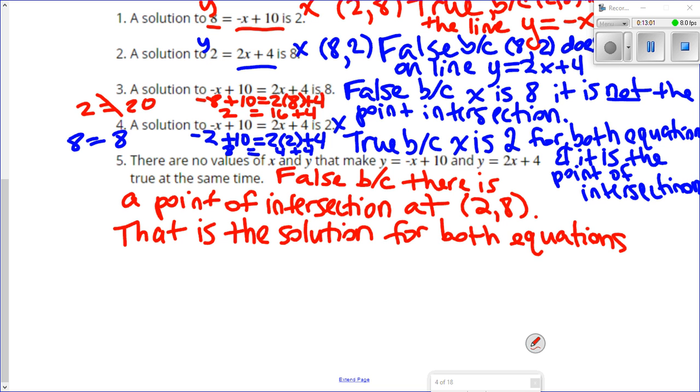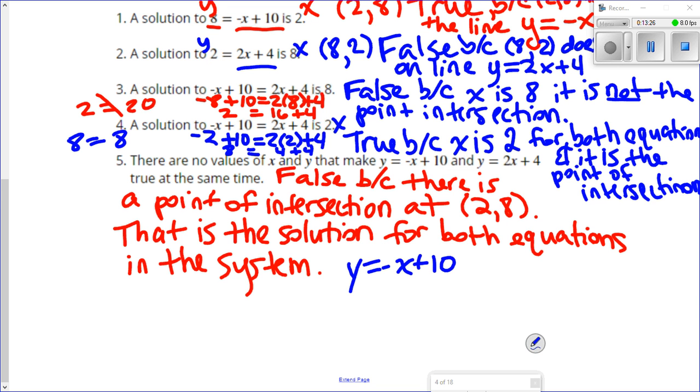Both equations in the system. We could also check that algebraically, just as we did the previous two problems. If I let x be 2 in each of these equations, I should get an output for y as 8. So if I check y equals negative x plus 10, and I replace y with 8 and x with 2, it works for the first equation because I know negative 2 plus 10 does in fact give me 8.